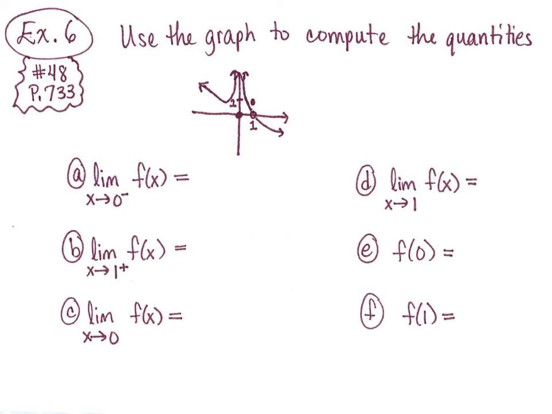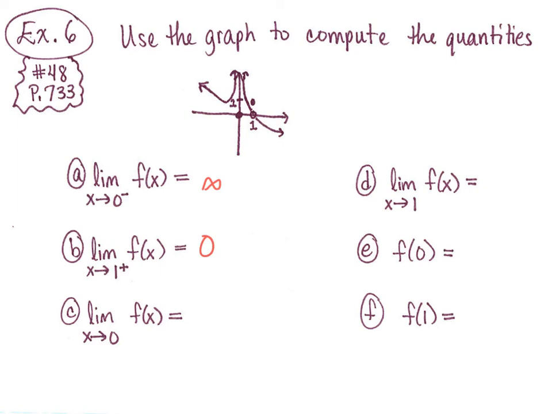Okay, let's go through this. Very good discussions. Let's go ahead and talk about parts A through F. So, we had to find the limit of f of x as x approaches 0 from the left. As x approaches 0 from the left, our function is approaching what? Infinity. Good for you. As x is approaching 1 from the right, our function is approaching what? 0. Good.